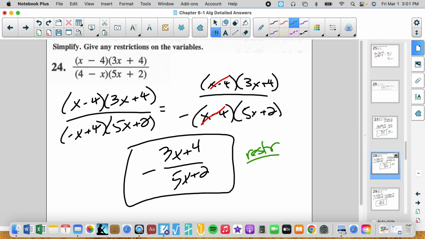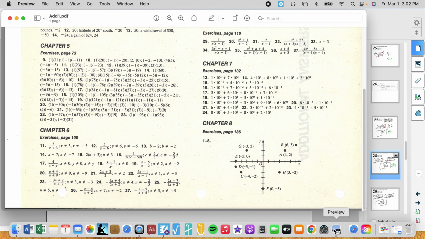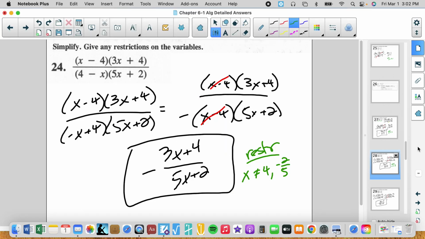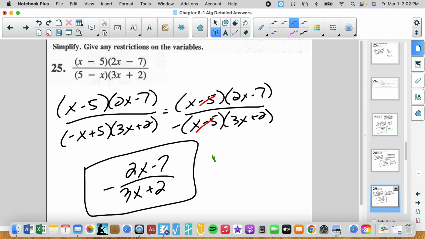The restriction is going to be x cannot equal 4. X can't equal negative 2/5. I think that's it. Yeah, I'm pretty certain. 4 and negative 2/5. What's this? 24, 4 and negative 2/5. Good. Restrictions.